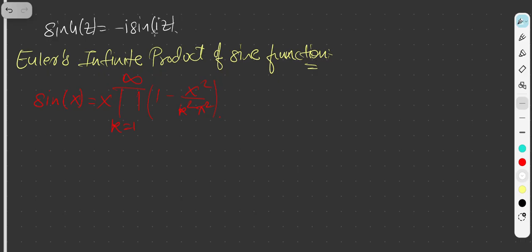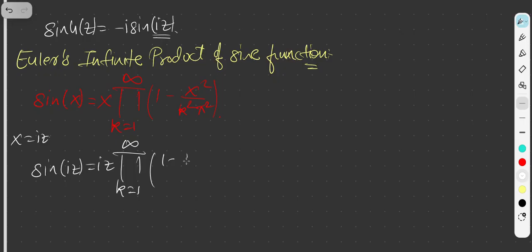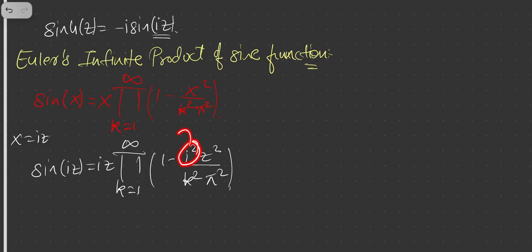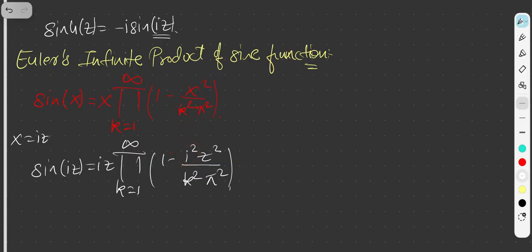Basically we have the argument here as iz, so let's replace x with iz. That gives us sine of iz equals iz times the infinite product, as k goes from 1 to infinity, of 1 minus i squared z squared over k squared pi squared. And look, i squared is just -1, so -1 times -1 is just +1.